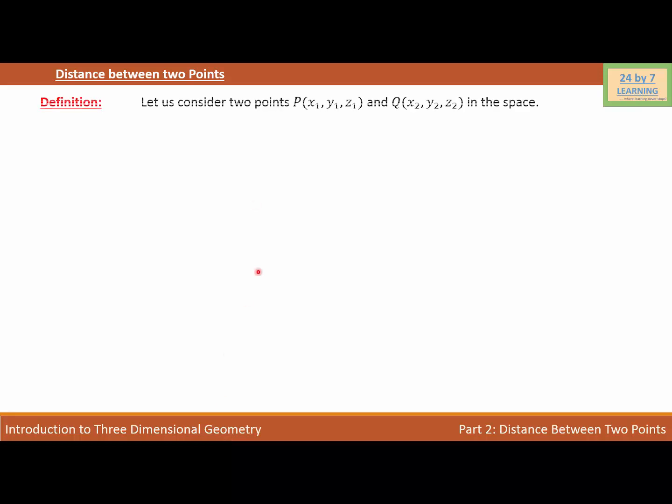Distance between 2 points. Let us consider 2 points P (x1, y1, z1) and Q (x2, y2, z2) in this space. In order to find the distance between 2 points, I want to first grab these 2 points. So this is my x-axis, this is my y-axis, and this is my z-axis. I'm going to consider point P, which is here, P (x1, y1, z1). Now I need to consider another point, which is point Q. So this is point Q with coordinate x2, y2, z2.